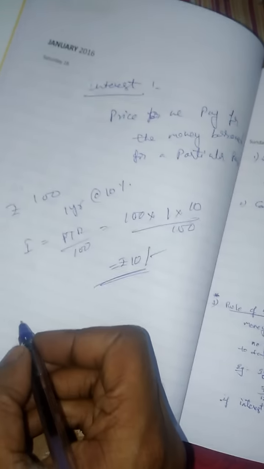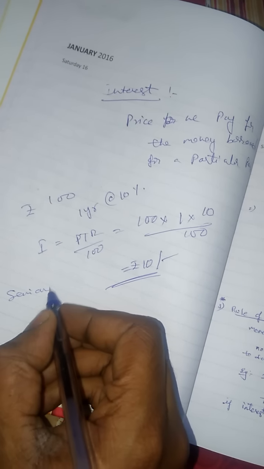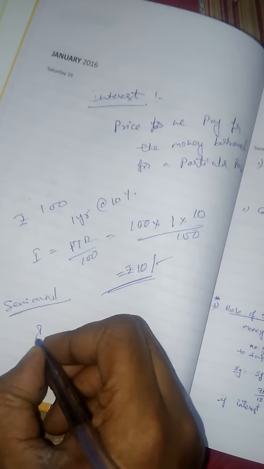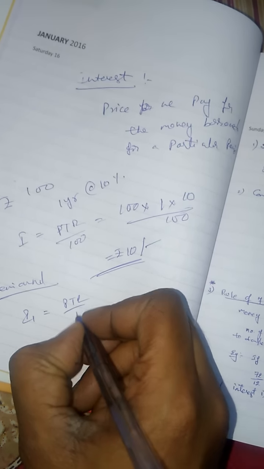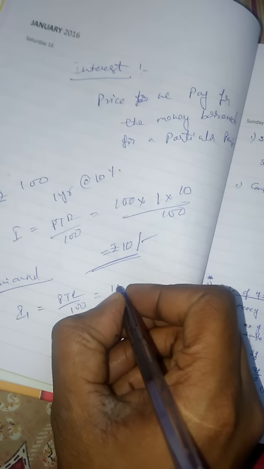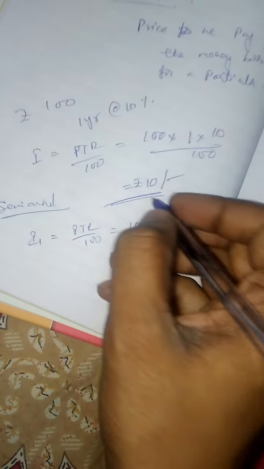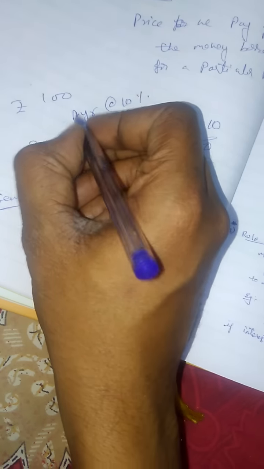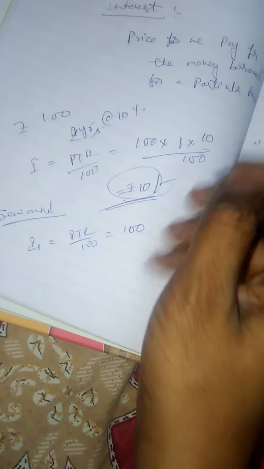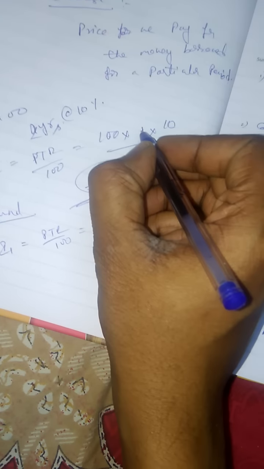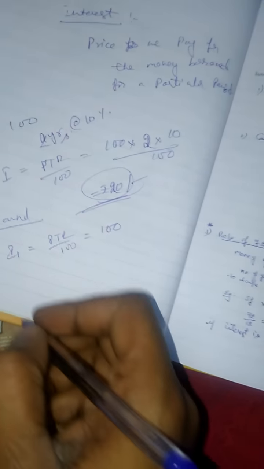Similarly, if this is compound interest, that is interest charged is semi-annually, so the first interest is PTR by 100, that is nothing but 100 into 10 by 100. We assume it is for 2 years, so at the end of the second year, sorry, it is into 2, so we are paying interest of 20.